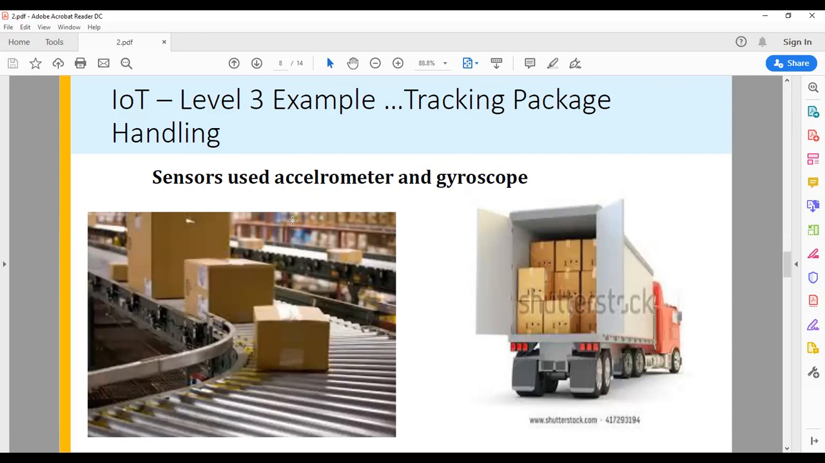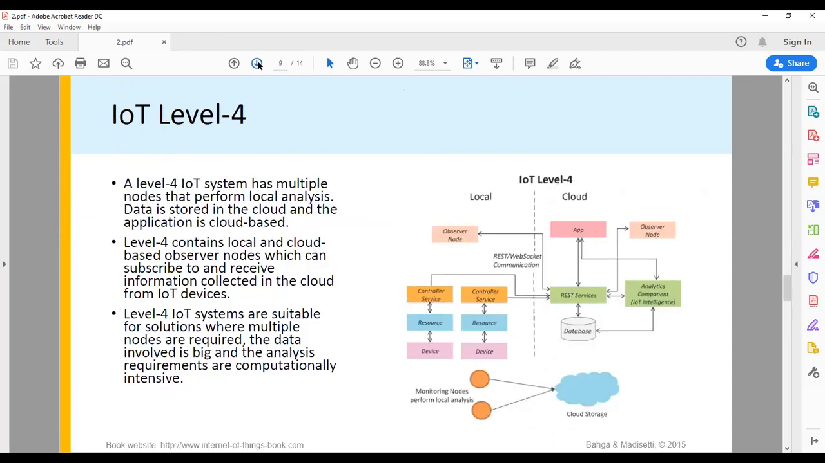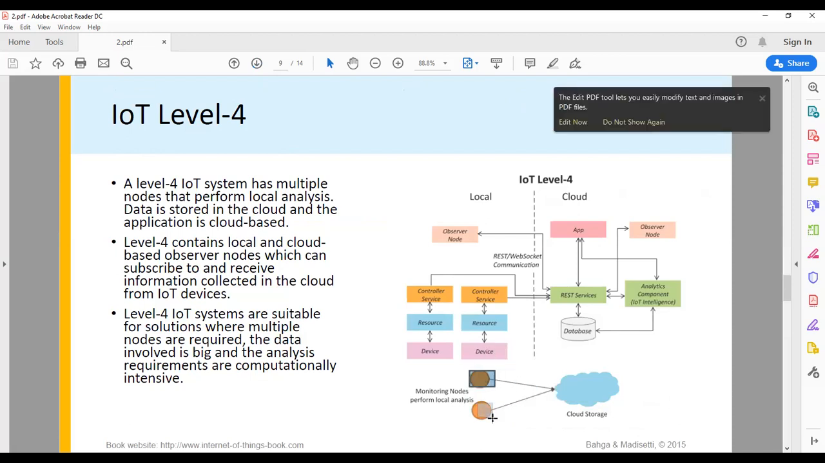Okay, I hope you understand the logic behind the IoT levels, and the different examples also. Now let's see what happens in level 4. Here you can see the number of nodes has increased, as controlling nodes are also increased, and these nodes communicate only through the cloud storage. All these components remain the same.